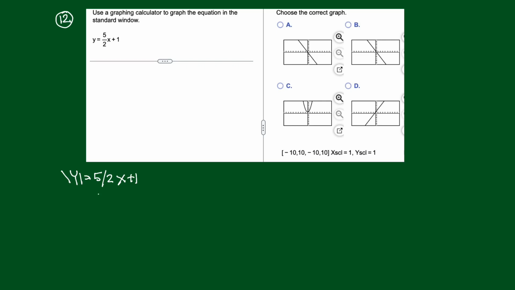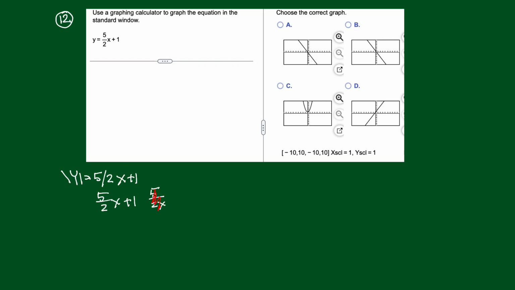Now, this is going to give me 5 over 2, x plus 1. It is not going to give me 5 over 2x. Remember, the order of operations says you do division and multiplication as you encounter them. So the first thing that's going to happen, I'll divide 5 by 2, then I'll multiply by x. So it is not this one right here.